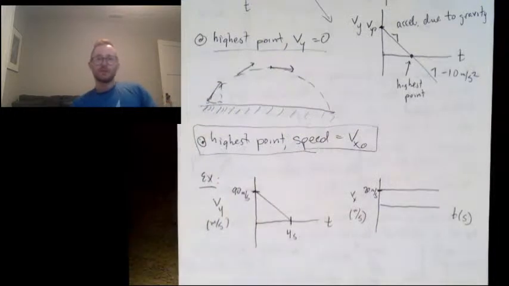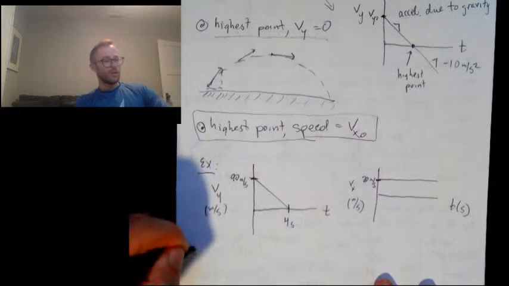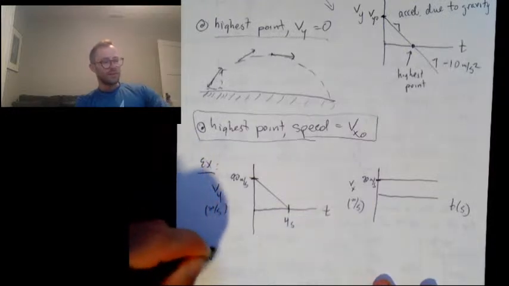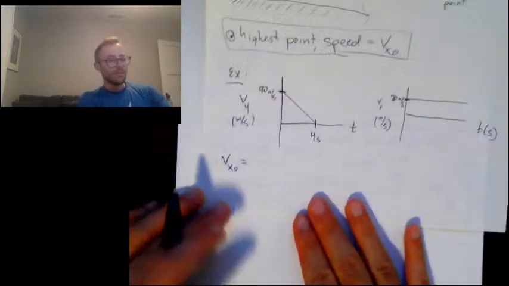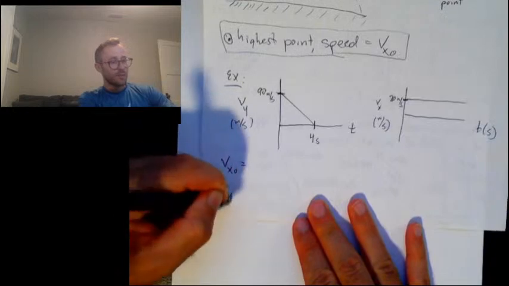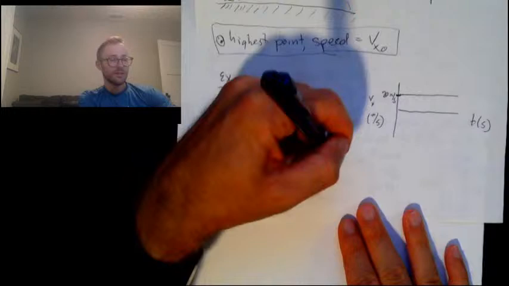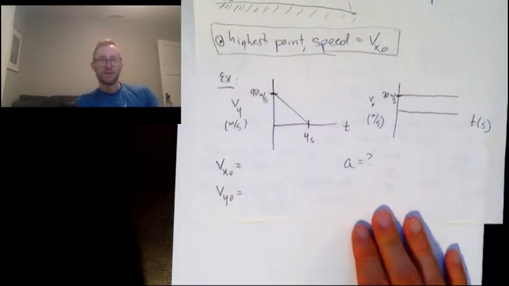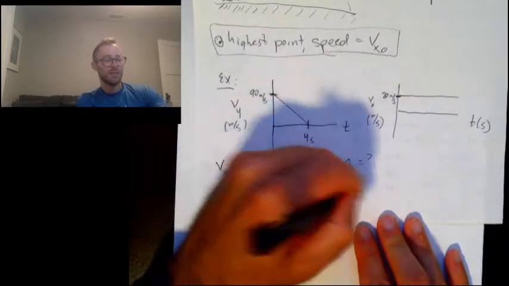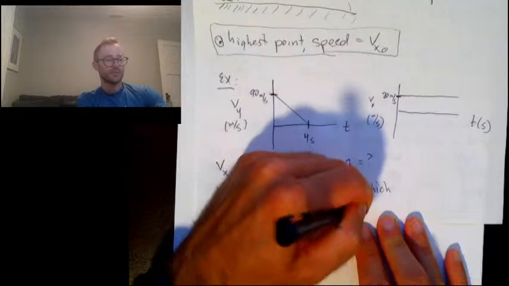Okay, so I've got a couple of questions for you. First of all, what is Vx naught based on this graph? What is Vy naught based on this graph? What is the acceleration due to gravity based on this graph? And also, what is the time at which the highest point is reached?